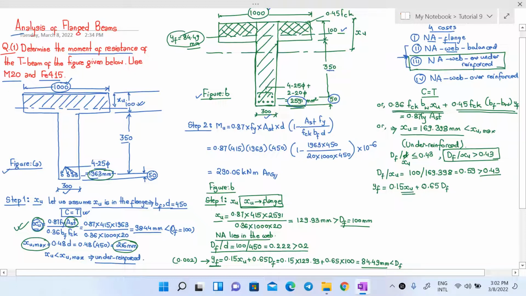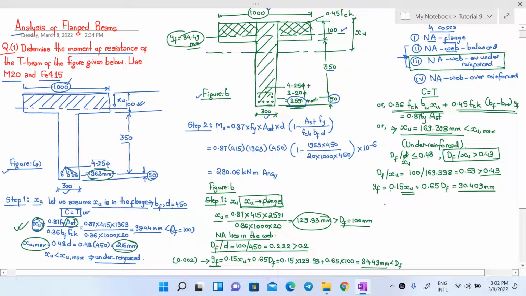Here, instead of Xu, do not use the initial value of 129.93. Now we have to use the actual calculated value, which is 169.398. So 0.15 into 169.398 plus 0.65 into 100 gives us the value of yf as 90.409 mm.